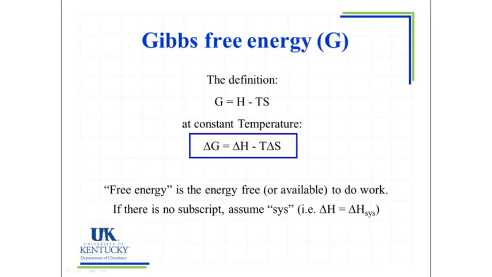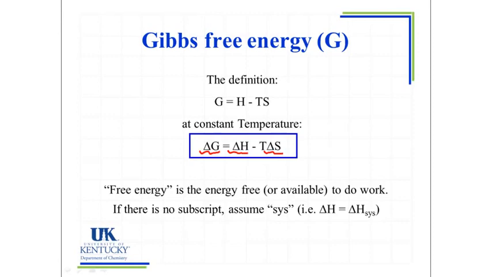If I make constant temperature, I see that I get delta G equals delta H minus T delta S, because I see the difference in products and reactants for the Gibbs free energy, for delta H and for delta S, but my T value remains constant. And so what is free energy? We talk about Gibbs free energy. Well, it's the energy actually available or free to do work.